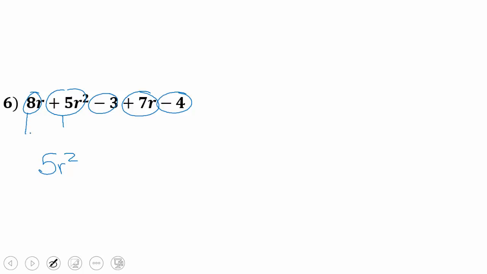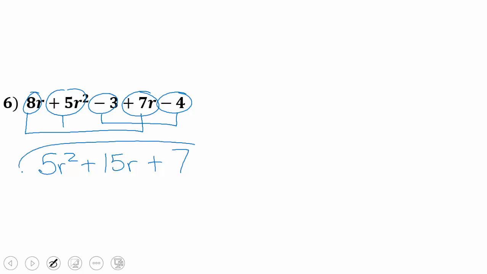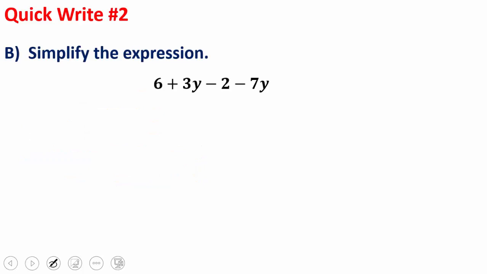We do have an 8r and a 7r, and if we add those together, that's 15r. And then we have a negative 3 and a negative 4, and if we add those together, we get negative 7. So 5r squared plus 15r minus 7 is our simplified expression. Combining like terms. Just find the like terms and add them up, and we're done with this video.